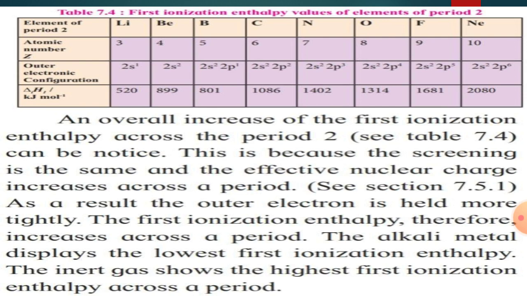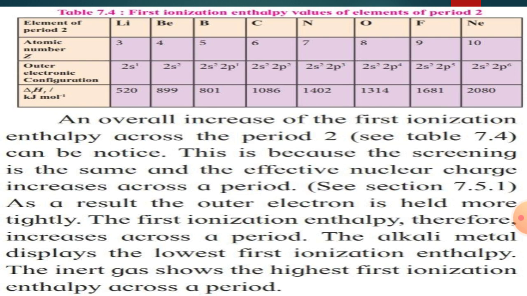As the effective nuclear charge increases, the outer electron is held more tightly. So the first ionization enthalpy therefore increases across the period. Down the group, the first ionization enthalpy decreases, while across the period the first ionization enthalpy increases. The alkali metals display the lowest first ionization enthalpy, and the inert gases show the highest first ionization enthalpy across the period.